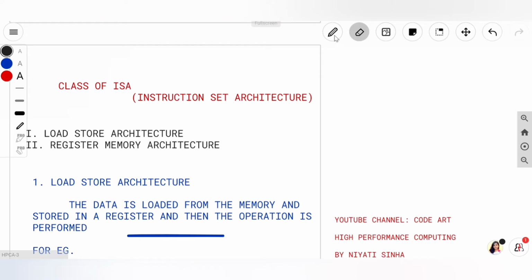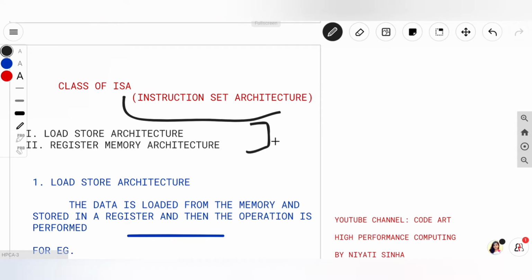So we'll be learning about the classes of ISA today. ISA stands for Instruction Set Architecture. We have learned about the instruction set architecture in our first video. So what are the classes of ISA? Basically they are categorized into two. One is the load store architecture and the other one is the register memory architecture.